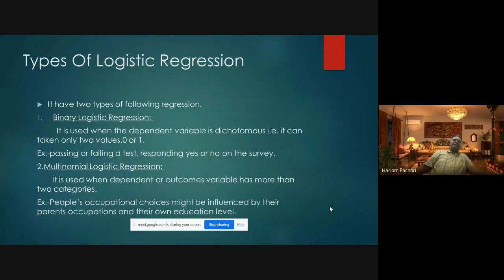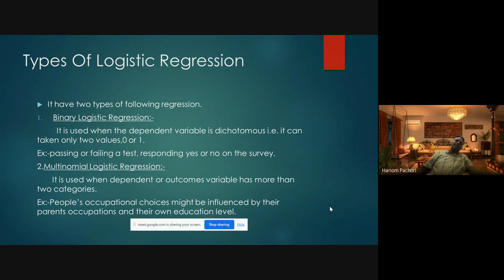Now, the types of logistic regression. It has two types. The first one is binary logistic regression. As the name suggests, binary means it is used when the dependent variable is dichotomous, that is, it can take only two values like 0 and 1. Examples are passing or failing a test, or responding yes or no to a survey. So this is an example of binary logistic regression.